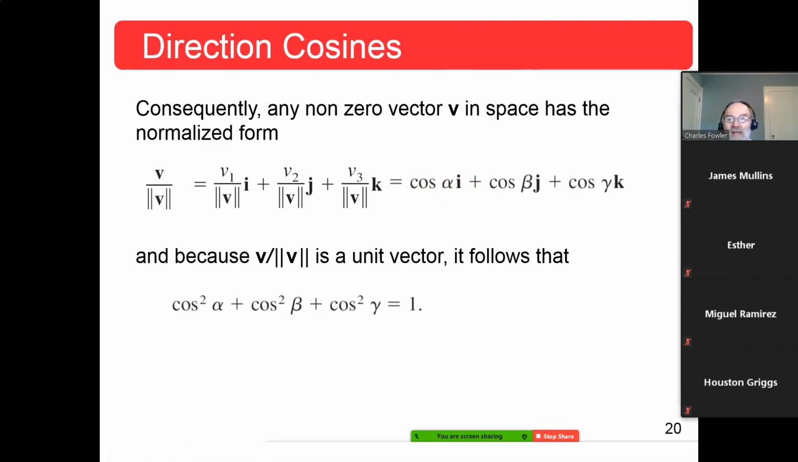Okay, and because v over the magnitude of v is a unit vector, these are the components of that vector here, and since that is a unit vector, the sum of the squares of their components has to be 1. And that's what we got right here. Does that kind of make sense?